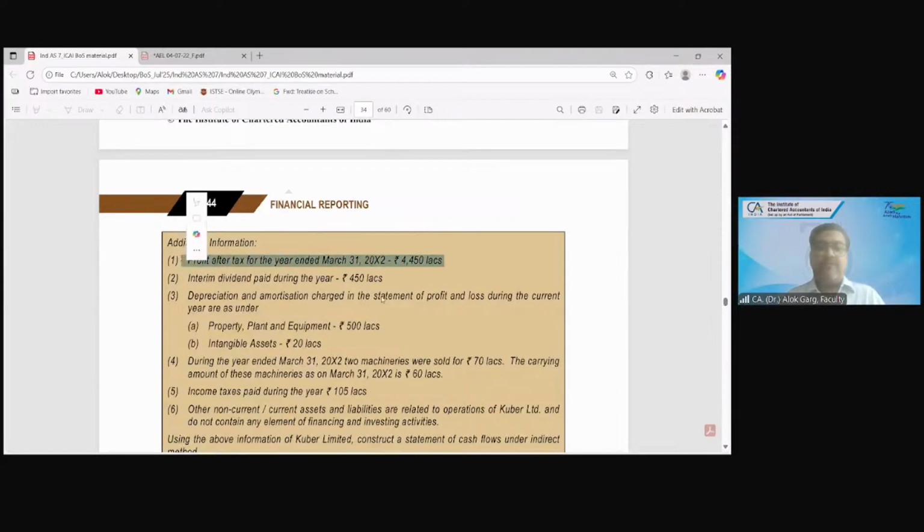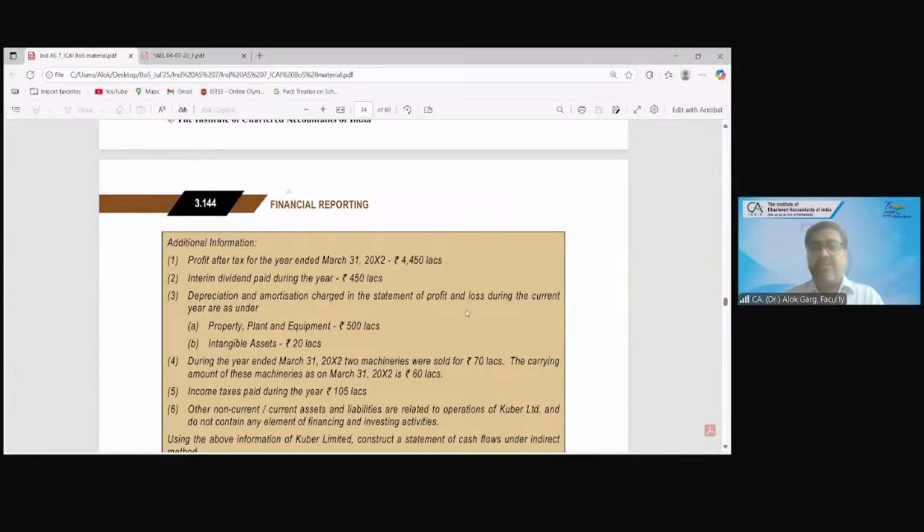Interim dividend is also given, right? Interim dividend we have paid 450 lakh. So where will this interim dividend go? It is a financing activity. This interim dividend will go into the financing activity, right? Okay.